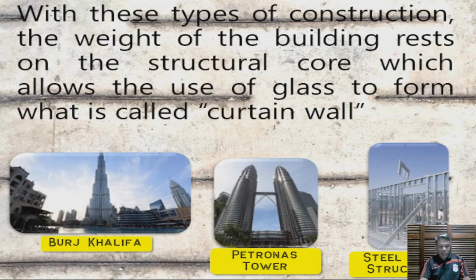It has a total height of 2,722 feet, or just over a half mile. Construction of the Burj Khalifa began in 2004, and the building was opened in 2010 as part of a new development called Downtown Dubai. And the second example, as you can see in our slides, is the Petronas Tower.